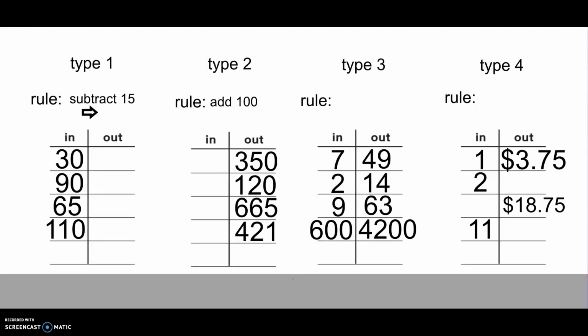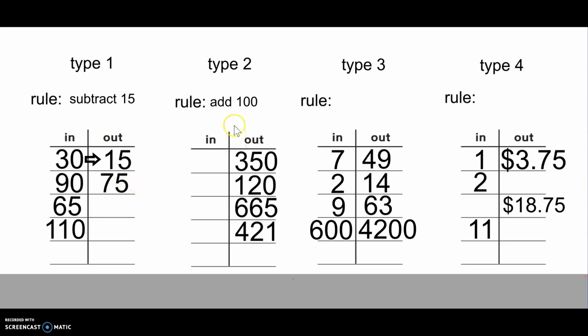So there are 4 main types of function problems. And in the first type, we have our rule, we have our inputs, and we have to follow that rule to get the output. So for example, 30 goes in, I subtract 15, what would come out? 15 would come out. If 90 goes in, follow my rule and subtract 15, what would come out? 75.